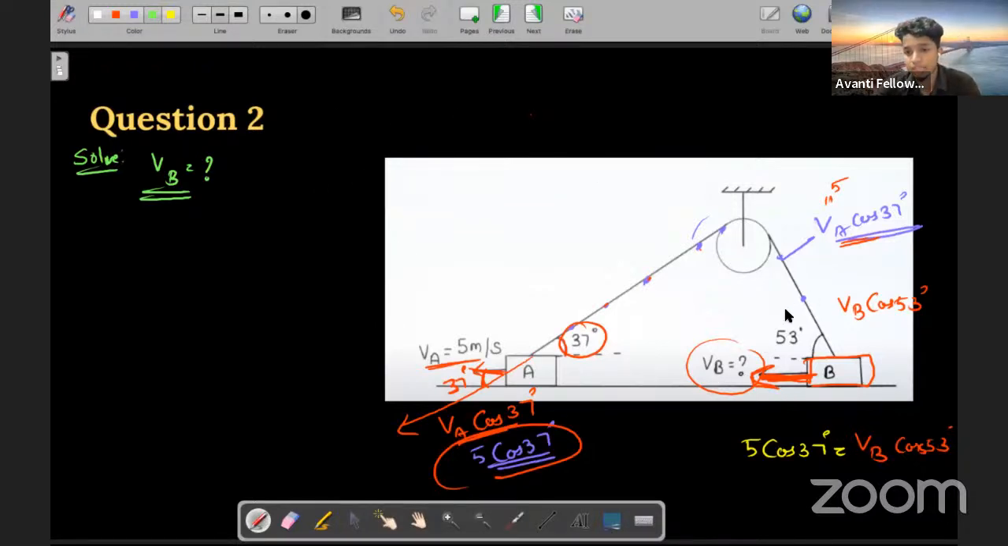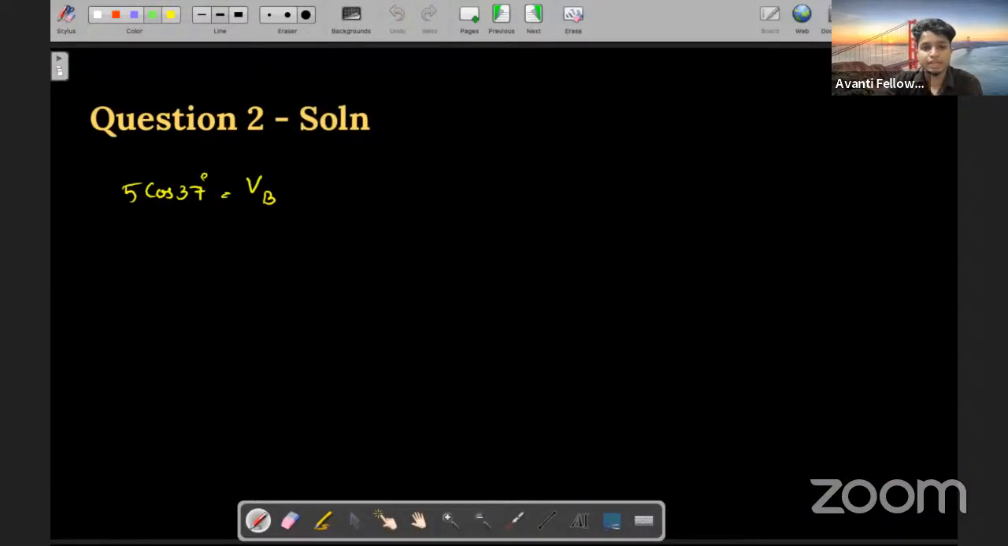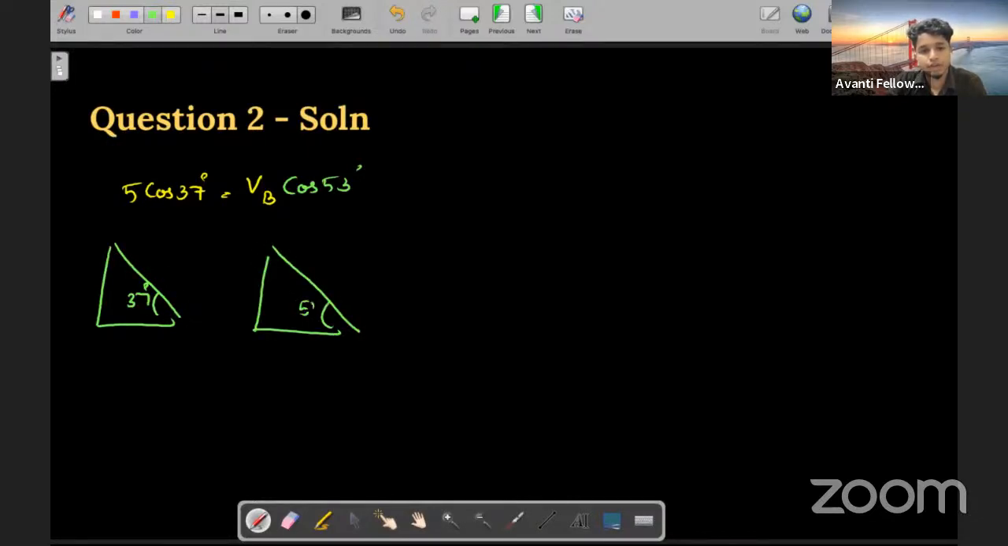As I said, it has a component VB cos 53 degree. If that is the case, students, can I write 5 cos 37 degree is equal to VB cos 53 degree? Now, if that is the case, we have VB cos 53 degree. And we know that we have two famous triangles, 37 degree और 53 degree. जो famous triangle क्या बोलता है? ये 37 degree के लिए 3, 5, 4 और ये 4, 5 and 3. अगर ऐसी बात है तो हमें चाहिए VB is equal to what? 5 cos 37 degree divided by what?